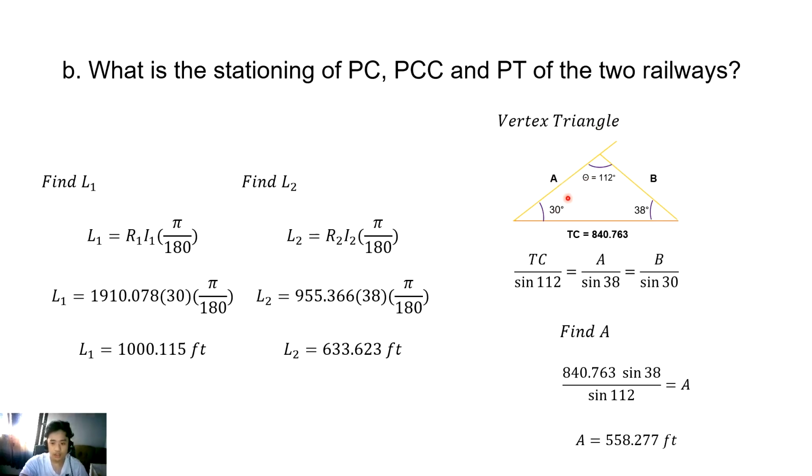So, same katulad kanina, gamit tayo ng sine law. So, PC over sine 112 equals to A over sine 38. So, cross multiply and substitute natin itong PC na to. So, we'll get 840.763 times natin sa sine 38 all over sine 112 and we'll get A which is 558.277 feet.